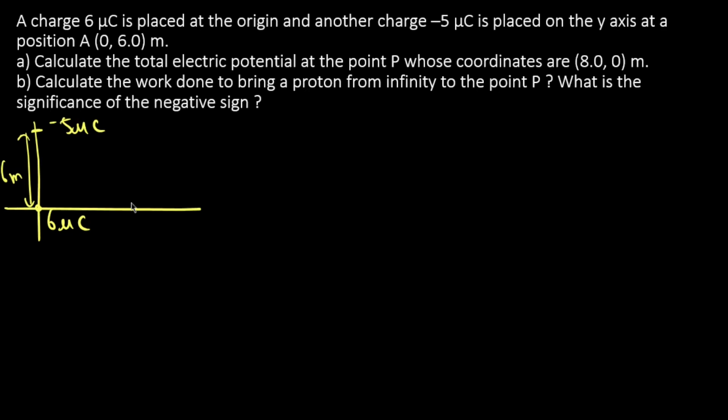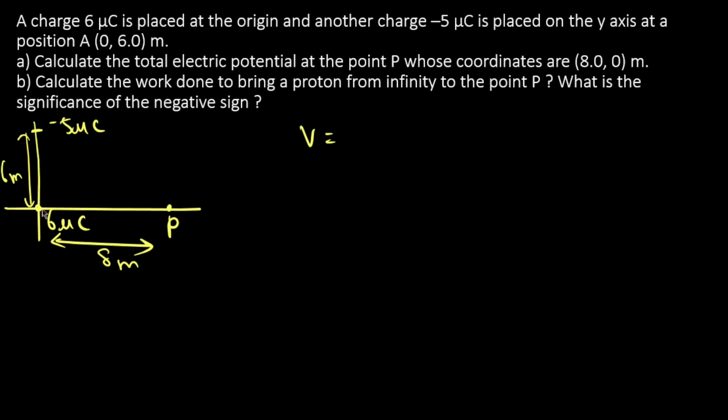We need to calculate the total electric potential at a point P whose coordinates are (8, 0), that is at a distance of 8 meters on the x-axis. So this distance is 8 meters. So the total potential will be the sum of the potential of this charge and the potential of the other charge.